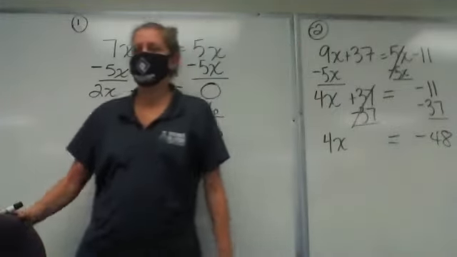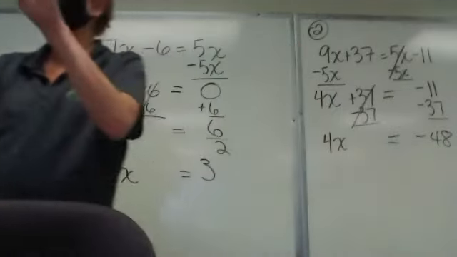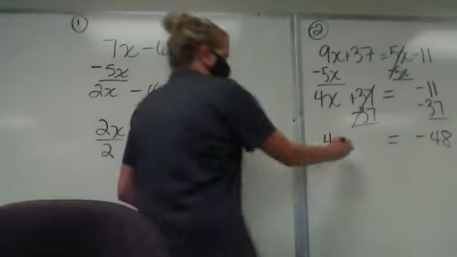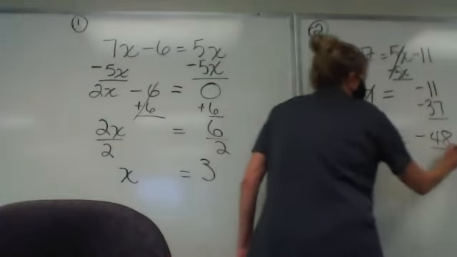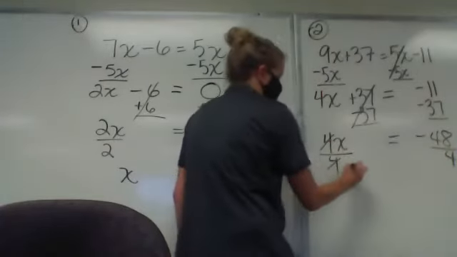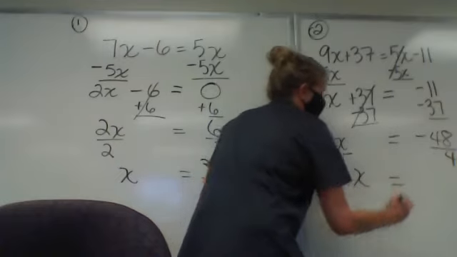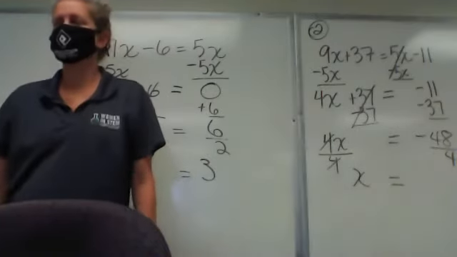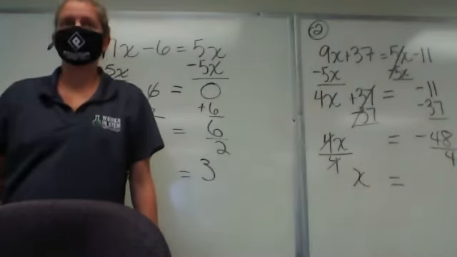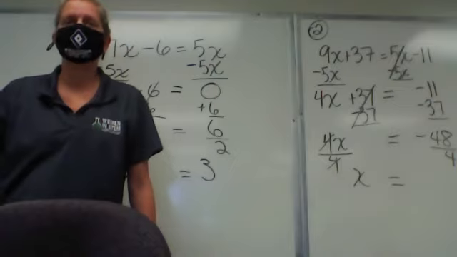Now, what's the last step? What is hooked on? The 4, so you're going to divide. Whatever's hooked on, you divide by it. So the 4's cancel. There's your x. Here's where I get excited. Okay. I'm going to assume that's negative 12.